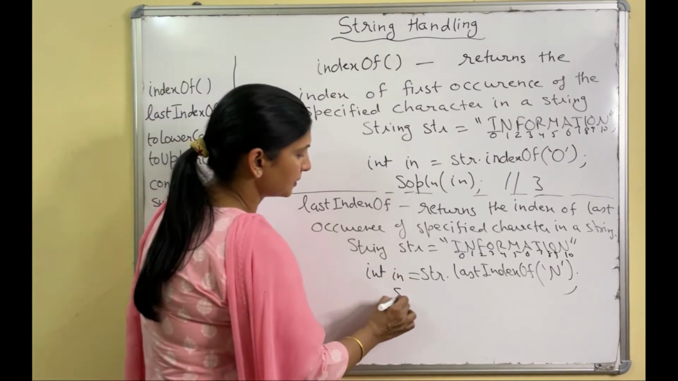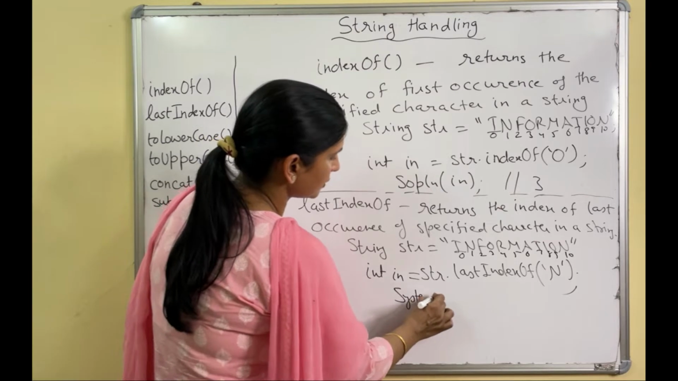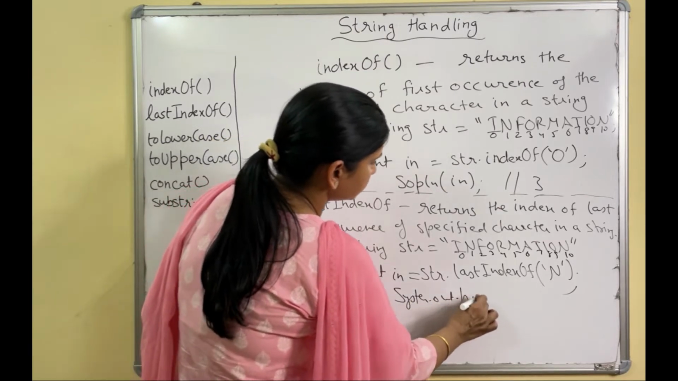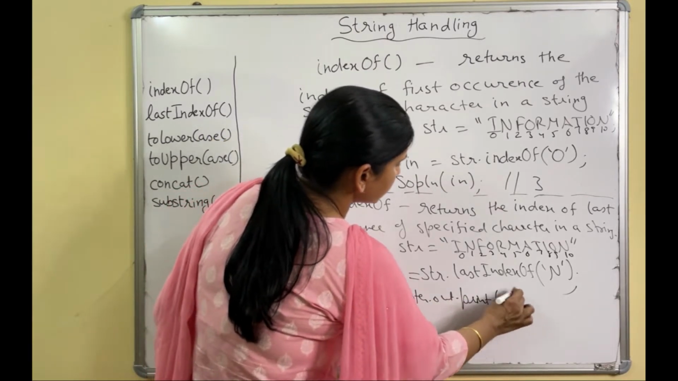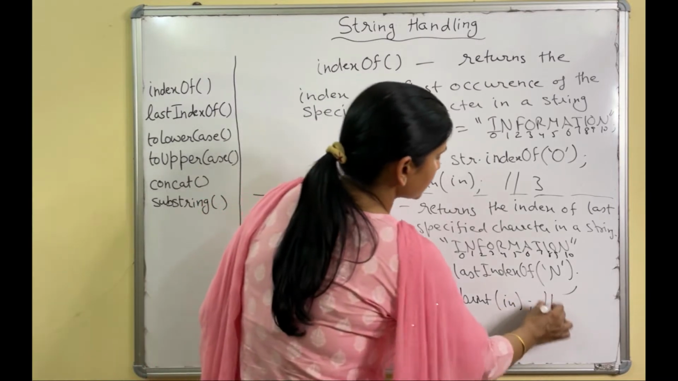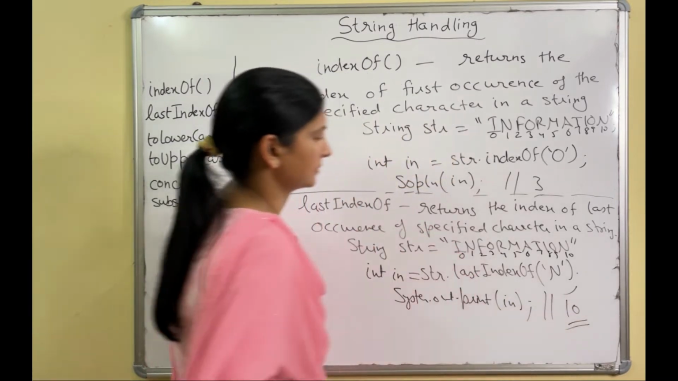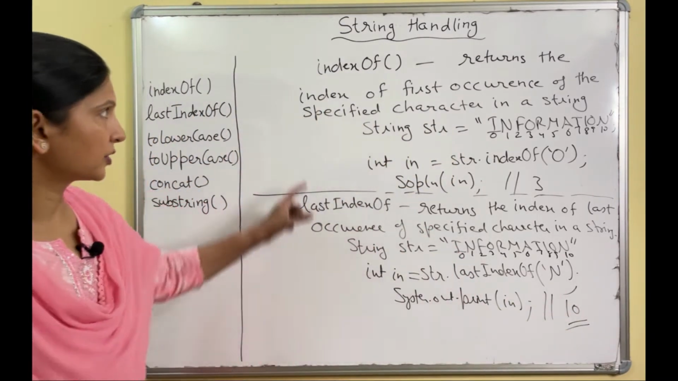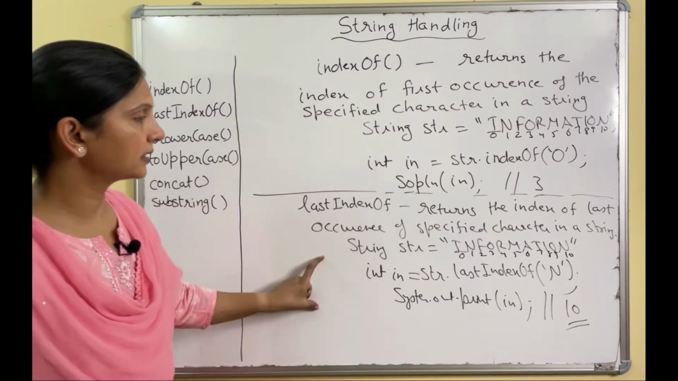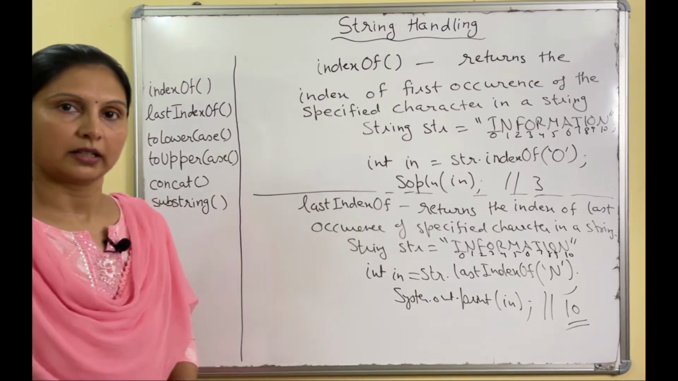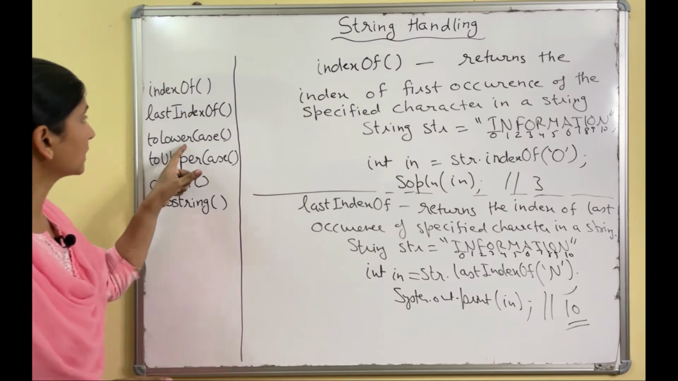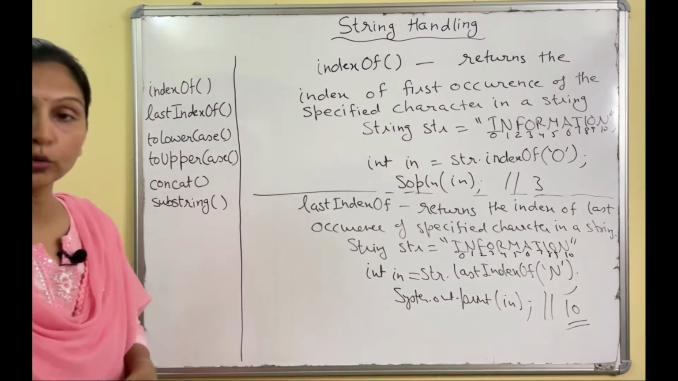And when I display it with system.out.print in, it should return 10. So this is the difference between indexOf and lastIndexOf. Now we will see the next ones, toLowerCase and toUpperCase.